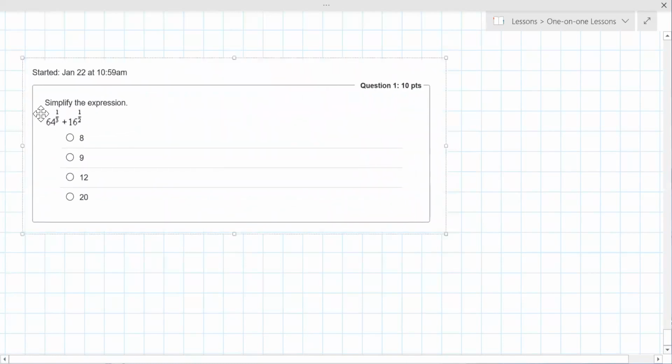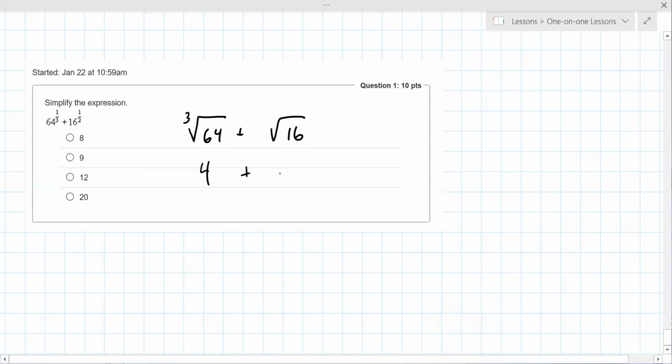So first question here, 64 to the 1/3 power plus 16 to the 1/2 power. Probably best if we rewrite this. This is the cube root of 64 plus the square root of 16. So you're trying to find 3 numbers that multiply to 64. What would that be? 4. Good. And then the square root of 16 is? 4. So what's your answer? 8.